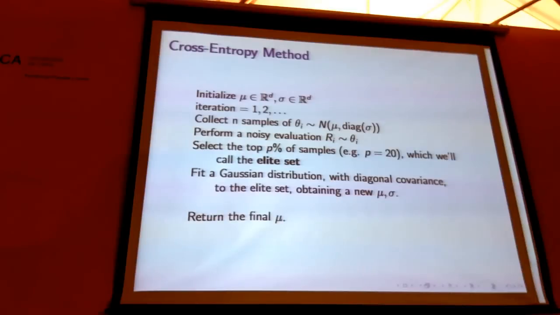So this assumes that theta is the parameter vector for a policy. For example, let's say you have a neural network which defines a policy. Then theta could be formed by just taking all the weight matrices and all the biases and concatenating them together into a long vector. So it's just the parameter vector for the policy.